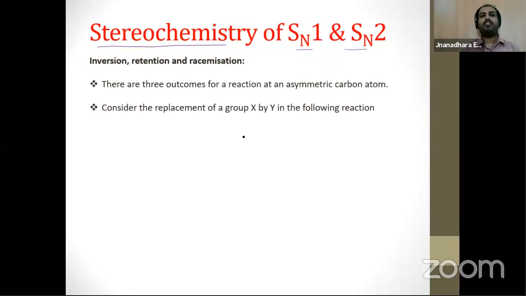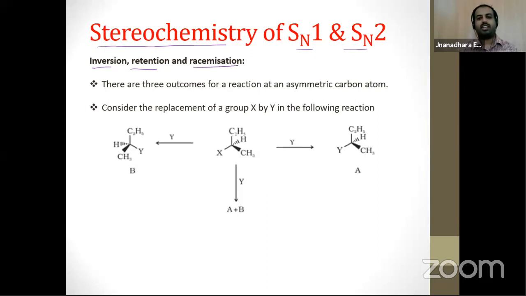In any nucleophilic substitution reaction, there are 3 possible outcomes: retention, inversion, and racemization. We'll see what these are. Let's look at the SN1 mechanism. Before that, see what is retention. If the nucleophile Y comes in the same relative position as X, then you call it a retention product. This is the retention product. See?